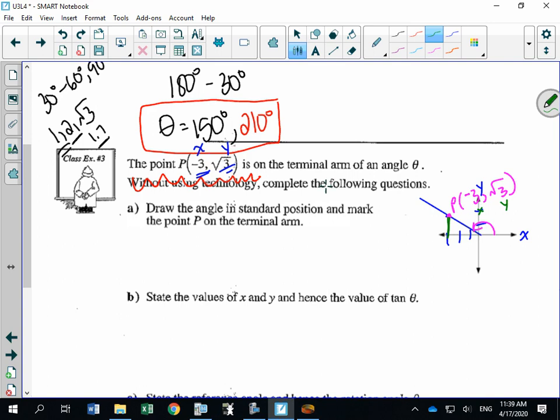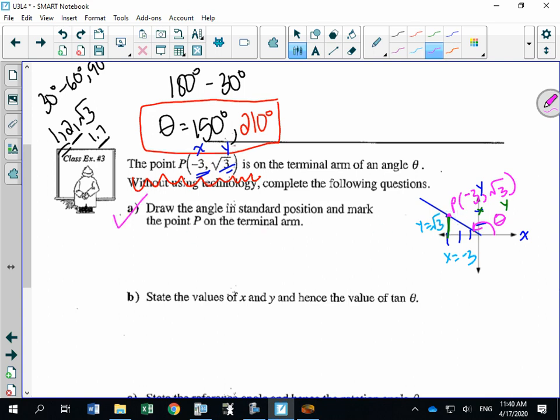So x is negative 3. y is root 3. And I don't know what r is, what the radius is. If they want me to, I will have to figure that out using Pythagoras theorem, but we'll see if they want that. A, draw the angle in standard position. So this pink angle would be my angle in standard position, and I'm going to call that theta. This angle within the triangle would be my reference angle. So A says draw the angle in standard position and mark the point P. We've done that on the terminal arm.